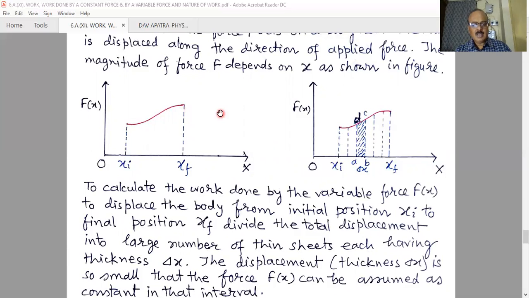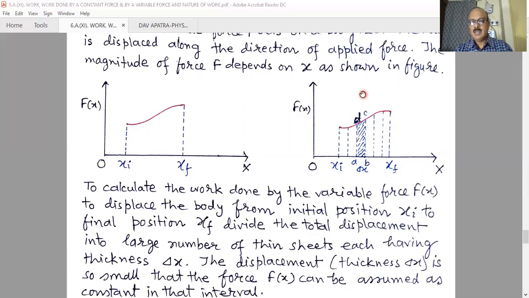In such a case, how can we find the work done by this variable force? There are two methods to find the work done in the case of a variable force. One is the graphical method, finding the area under the graph, that is, the total area under the displacement versus force graph. The area under the graph represents the total work done for the displacement from this point to this point. Another way, which is widely used, is the calculus method.